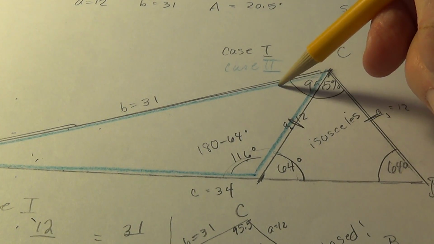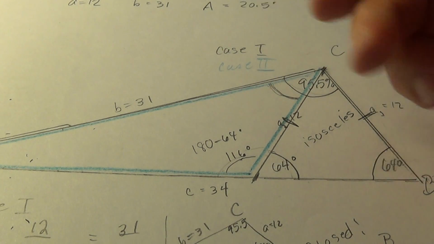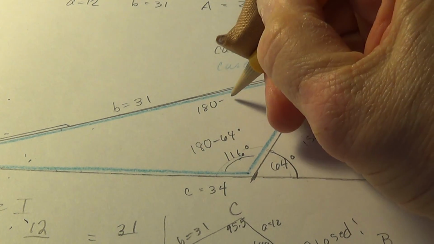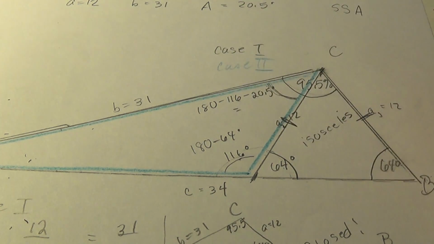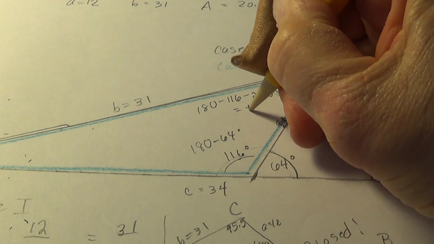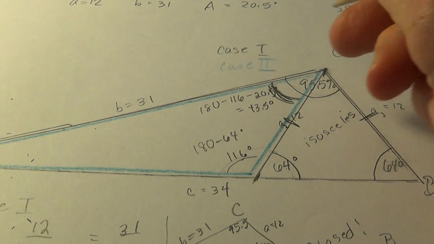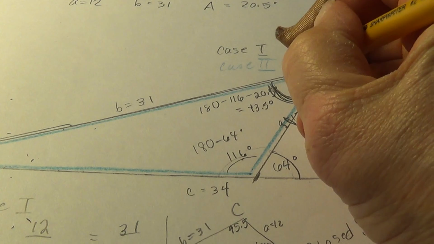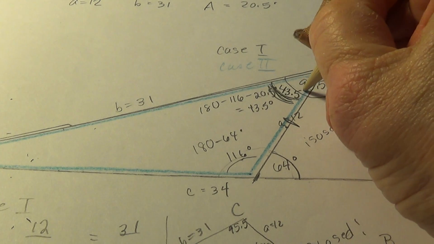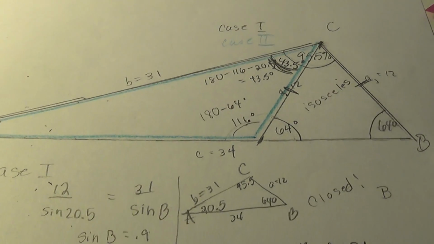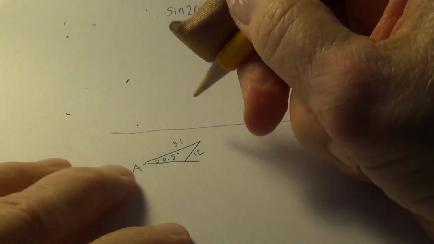We can get this in the blue triangle. We can now get this angle because we know this one and this one. So it's going to be 180 minus 116 minus 20.5. And when I did that, I got 43.5 degrees. So this one right here, this blue triangle, the blue angle up top with angle C is 43.5 degrees.